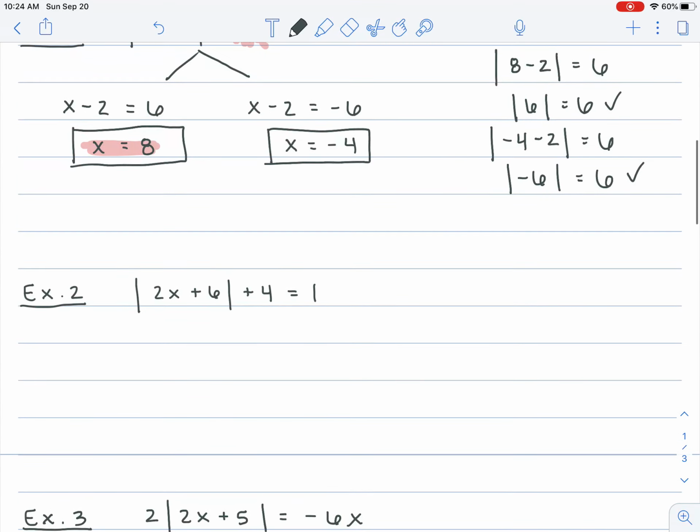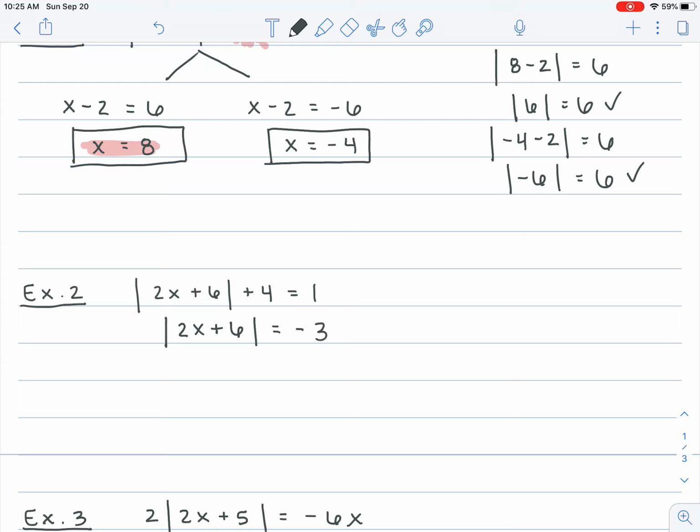Let's do another equation here. It says the absolute value of 2x plus 6 plus 4 equals 1. So step 1 is the absolute value all by itself. In this instance, it's not. We have that plus 4 on the side, so we need to subtract that plus 4 over. So you have to get it by itself before you start. So I have the absolute value of 2x plus 6 is equal to negative 3.